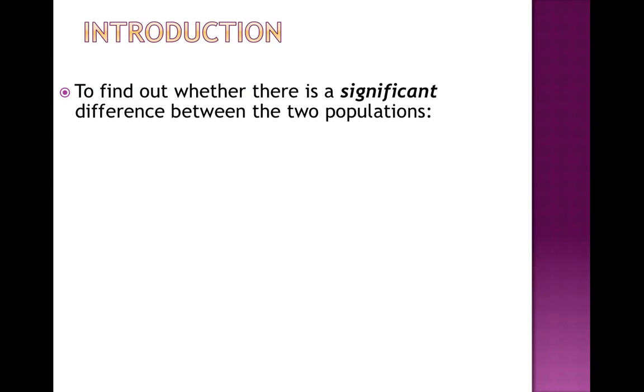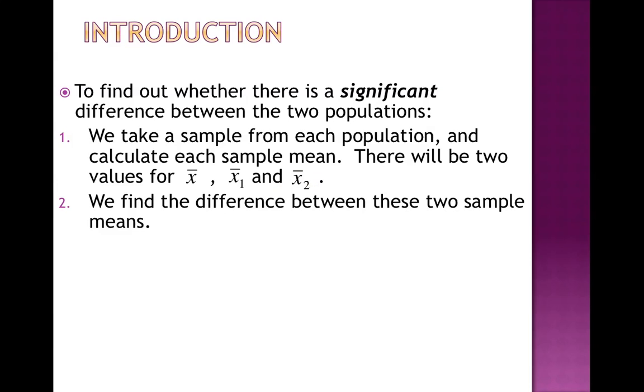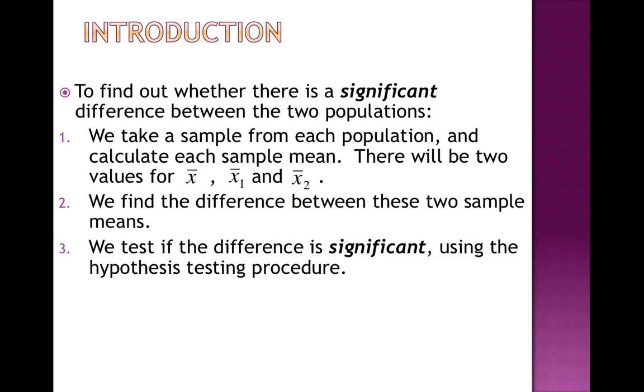To find out whether there is a significant difference between the two populations, we take a sample from each population and calculate each sample mean. There'll be two values, x bar 1 and x bar 2. Population 1 will produce a sample mean called x bar 1, and population 2 will produce a sample mean we'll call x bar 2. We find the difference between these two sample means, meaning subtraction. We test if the difference is significant using the hypothesis testing procedure.